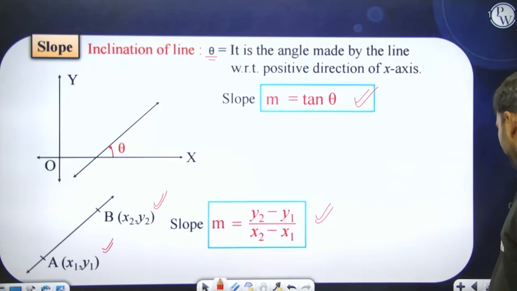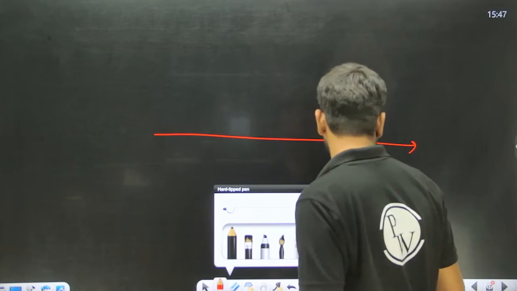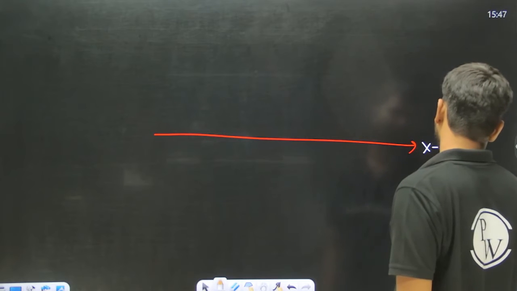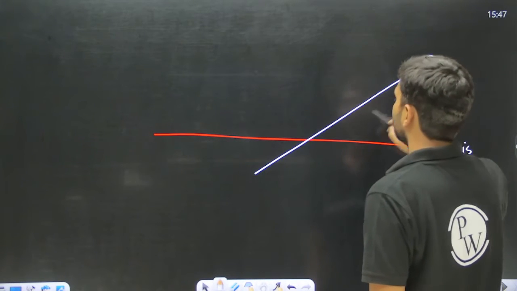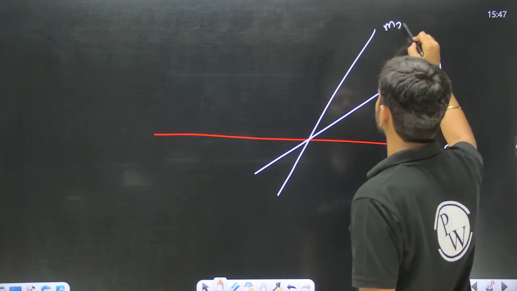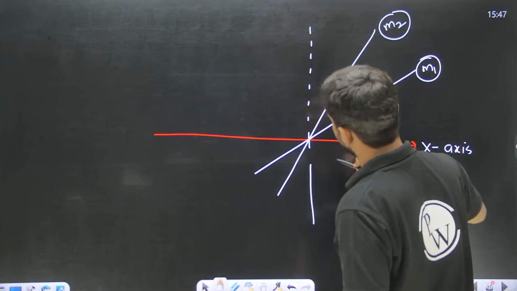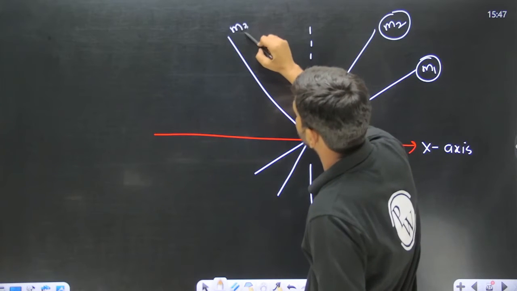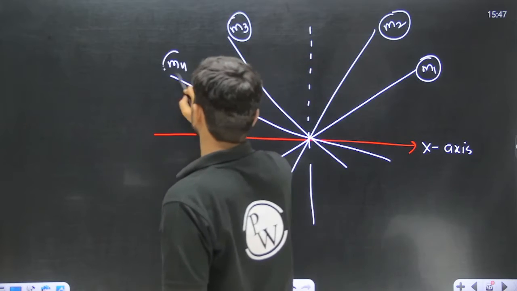Let me ask you a question over here. If I give you an example like this, that this is the x-axis and this is one of the lines having slope m1, this is another line having slope m2, this is a perpendicular line by the way, and this is another line having slope m3, this is another line having slope m4. Now tell me the slopes in increasing order.